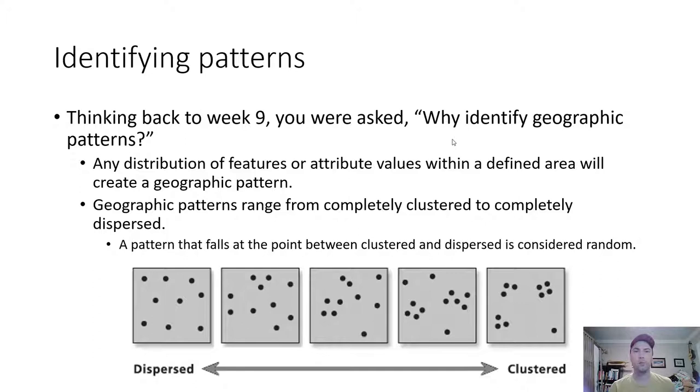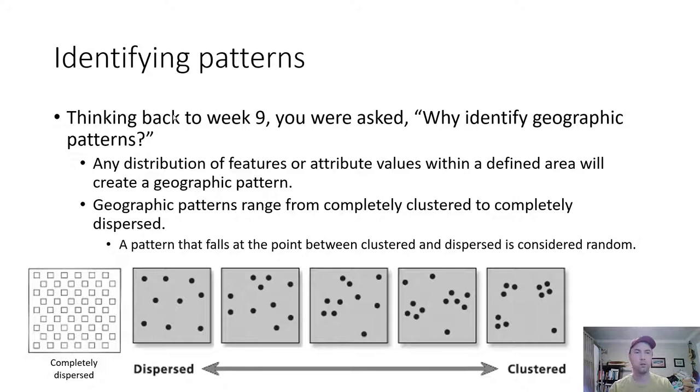Geographic patterns range from completely clustered to completely dispersed. A pattern that falls at the point between the clustered and dispersed is often considered random. If you take the middle point of these five little boxes, this would be random distribution. To the right, we have clustered. To the left, we have dispersed. A perfectly dispersed pattern would look something like that on the left.